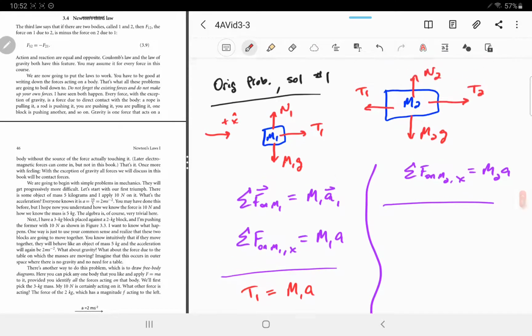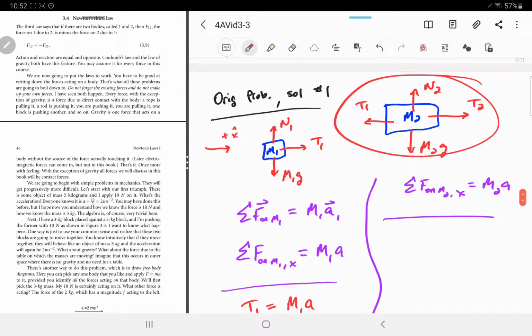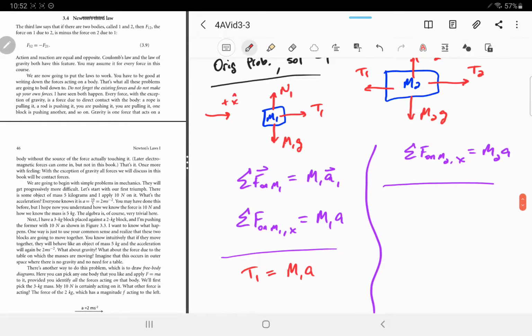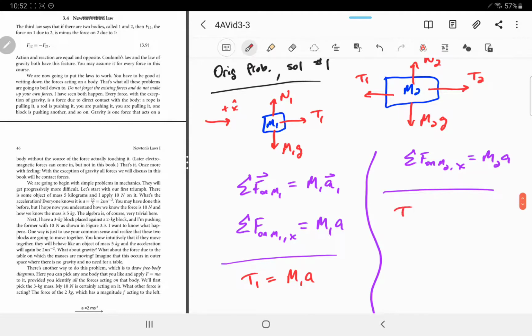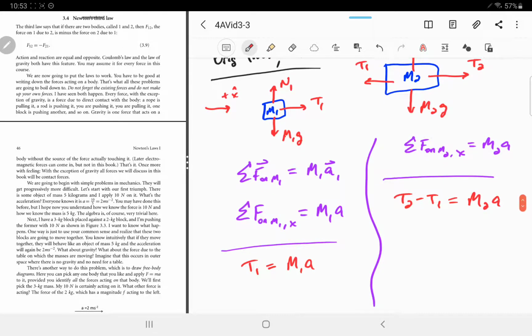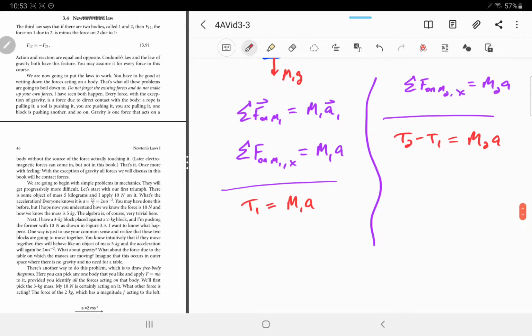All right. So looking at M2, we definitely know that T2 has to be bigger than T1 in order for M2 to accelerate to the right. Remember, these two have to have the same acceleration. So it's T2 minus T1. That's definitely a positive quantity, and this is M2 times the acceleration. So we're using the two separate free body diagrams. We're using F equals ma, sum of all the forces is mass times acceleration, specified to the horizontal component to get these two equations.